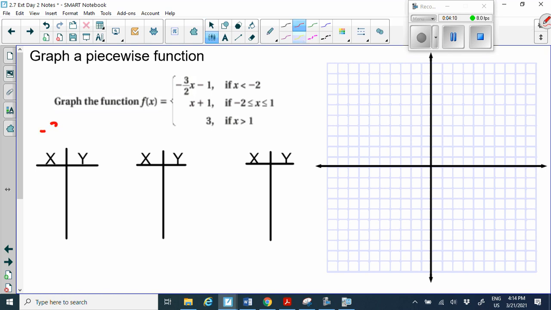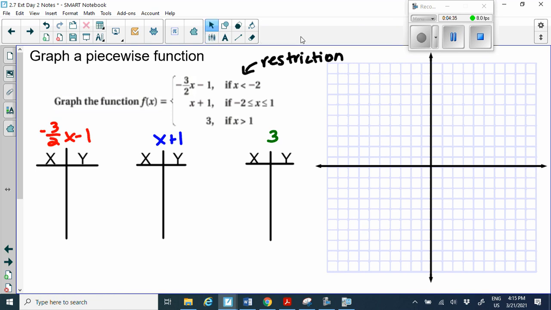So we're going to have the -3 halves x minus 1, and then in the middle we'll have the x plus 1, and at the end it's just going to be the 3. Okay? Okay, so we're going to do the same thing. So on the -3 halves x minus 1, we start at the restrictions. We always start, no matter if there is or is not an equal bar, we always start at the restriction. So since we have x is less than -2, we start at -2.